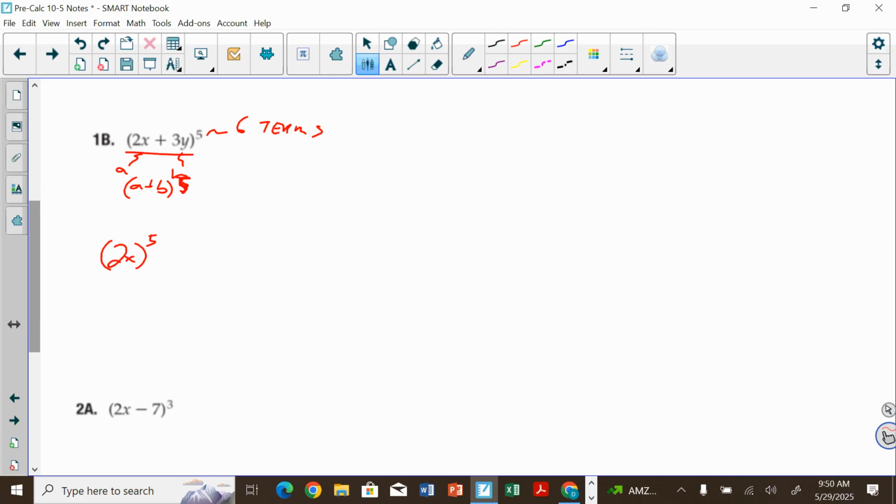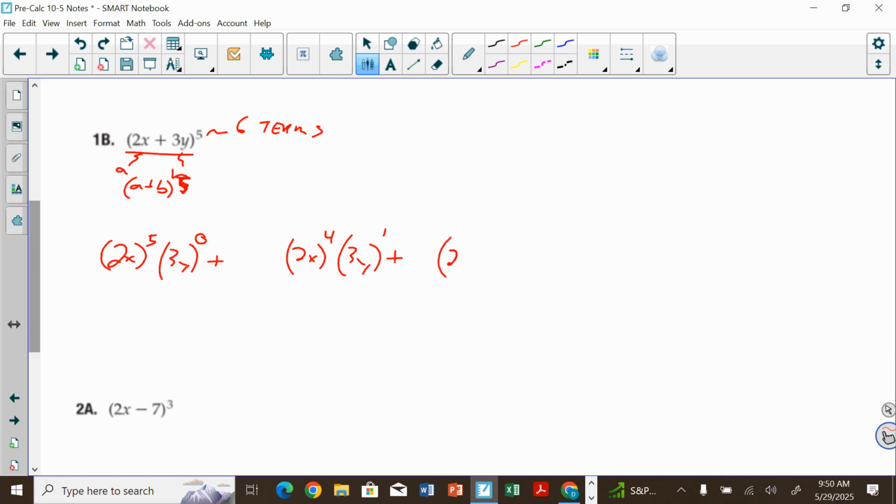And I'm going to use parentheses here. And I'm actually going to write the 3y in here now, 3y to the 0. Okay, then I'm going to do that again, but it's just going to be ascending. 2x to the fourth times 3y to the first. So the 3y is going up, the 2x is going down.